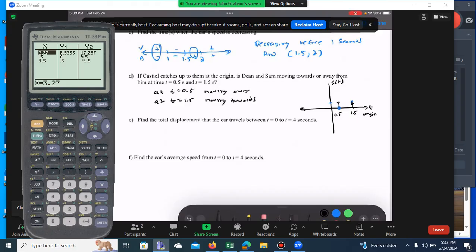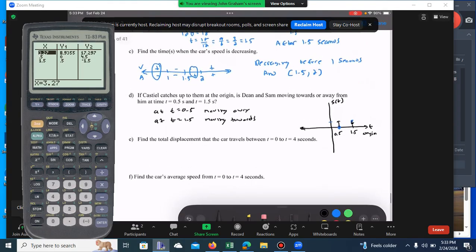So now we'll find the total displacement that the car travels from t equals 0 to t equals 4 seconds. Basically, at 4 seconds is the position. We'll find S of 4, so we'll plug in 4. And you get the position, which will be 28.